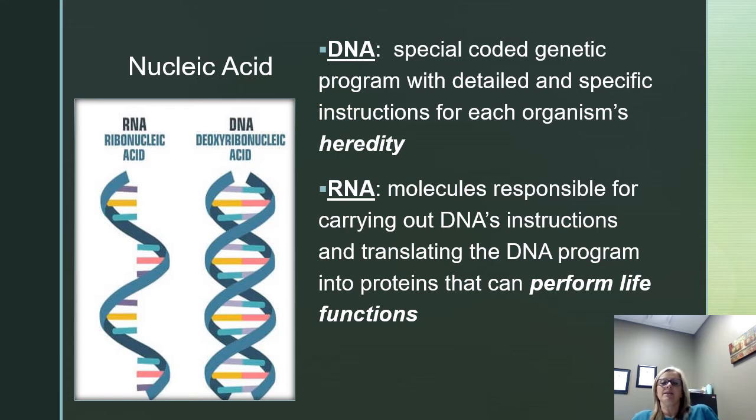Okay, we need DNA for hereditary purposes. That's how we pass on those detailed instructions. RNA is going to be responsible for carrying out those instructions, translating that programming language, so to speak, into those proteins that can actually then perform your life functions.